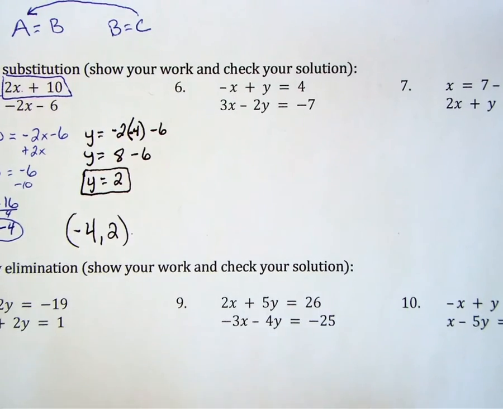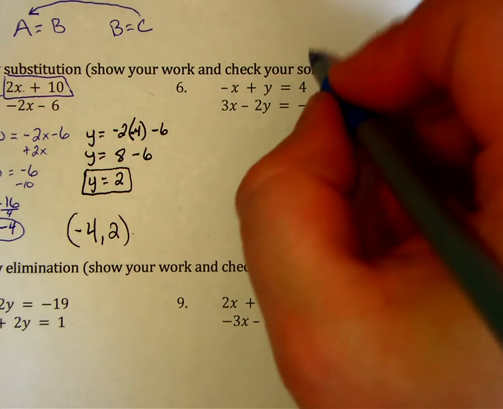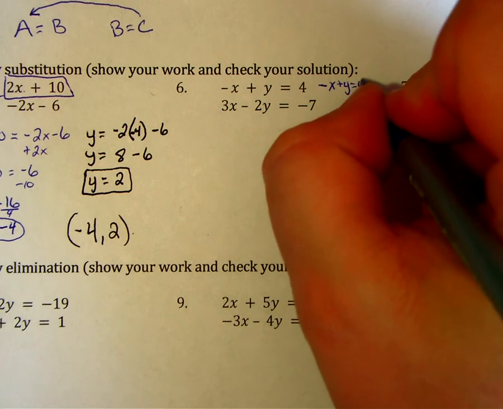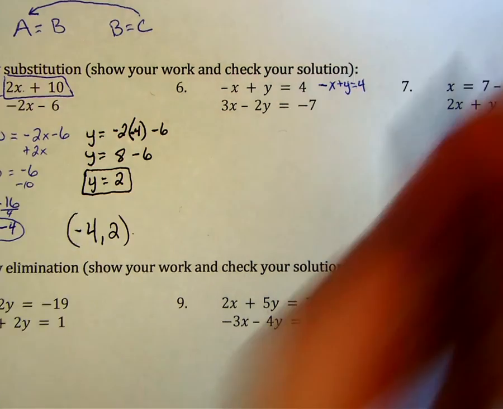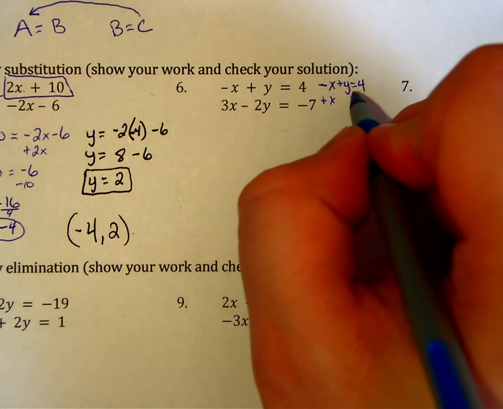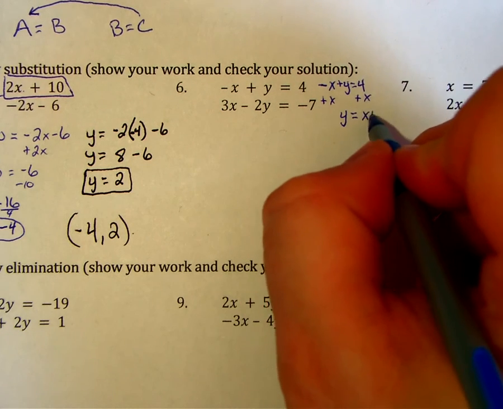Problem number 6. I don't have an isolated variable in either equation, so now you need to isolate the variable first before we can use the substitution method. Negative x plus y equals 4. So I'm going to add x to both sides, where y will then equal x plus 4.